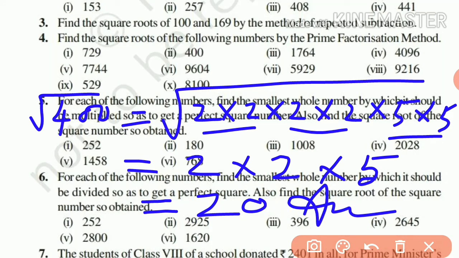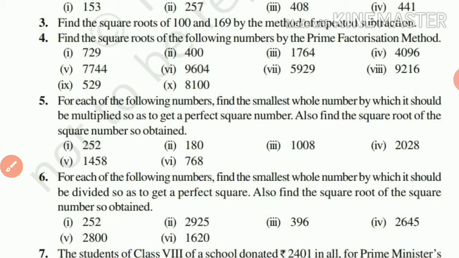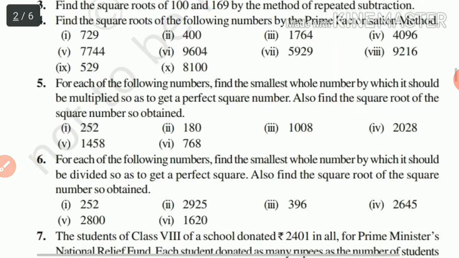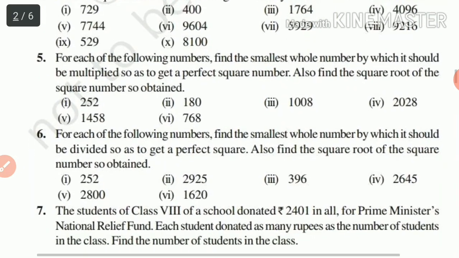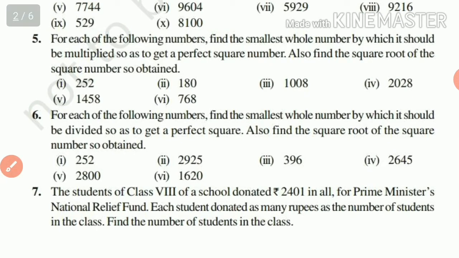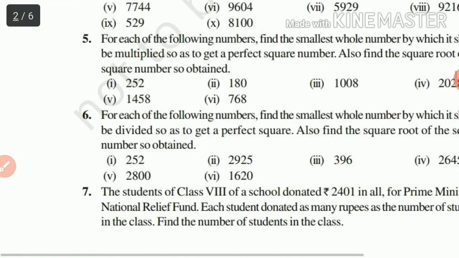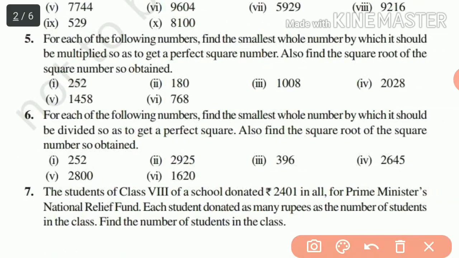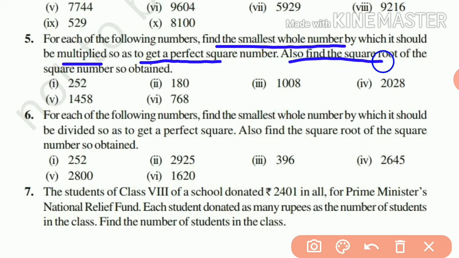Similarly, you can solve the remaining questions. Now let's try to solve question number 5. In this question, for each of the following numbers, find the smallest whole number by which it should be multiplied so as to get a perfect square number. Also find the square root of the number so obtained.